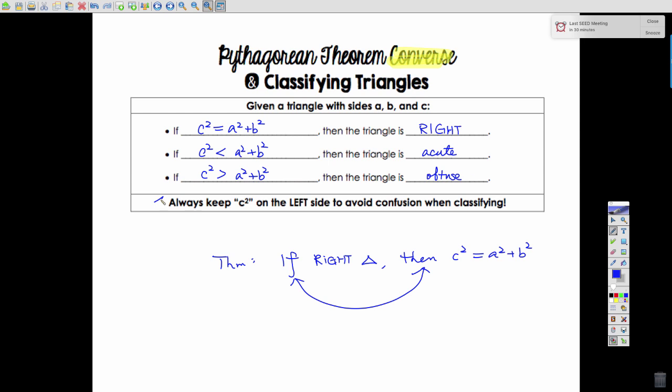Notice here it says always keep c squared on the left to avoid confusion when classifying these triangles. That's because when it's less than, generally when we think about acute triangles, we think about the angles being less than 90 degrees. Whereas when we think about an obtuse triangle, we think about that big fat angle that's greater than 90 degrees. So that just makes our brain work a little less. It's a trick. Otherwise, it can be confusing.